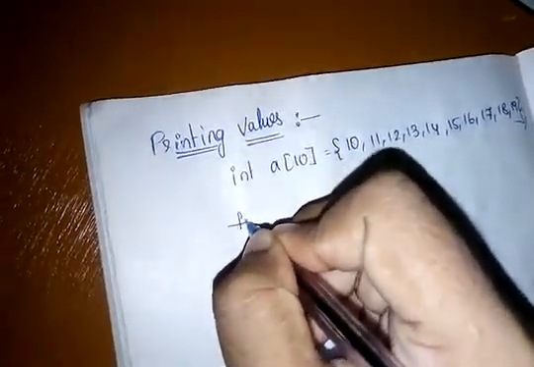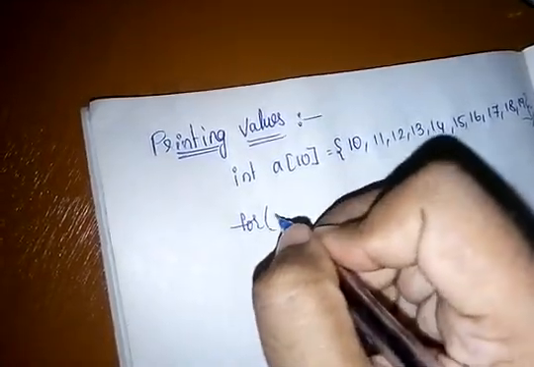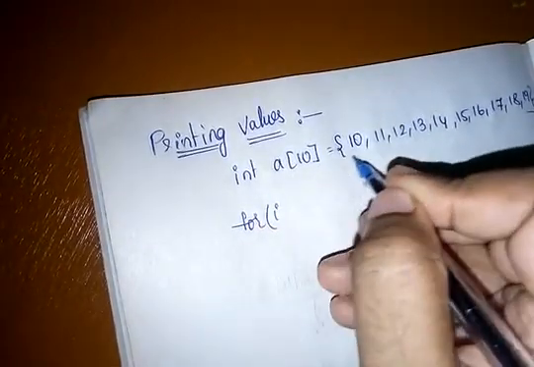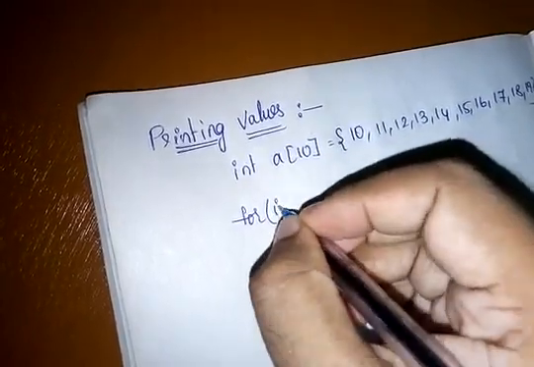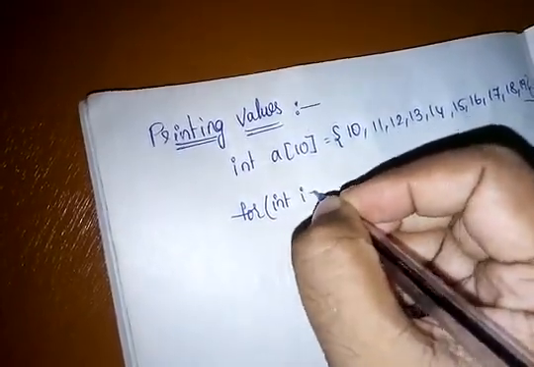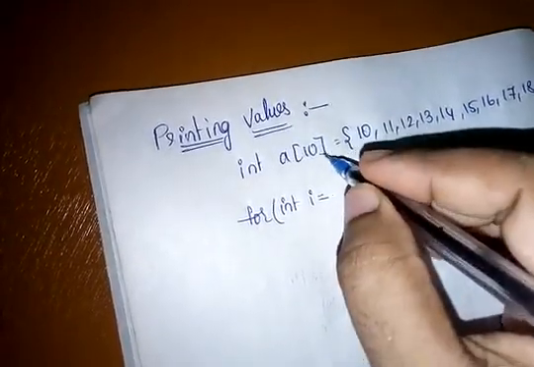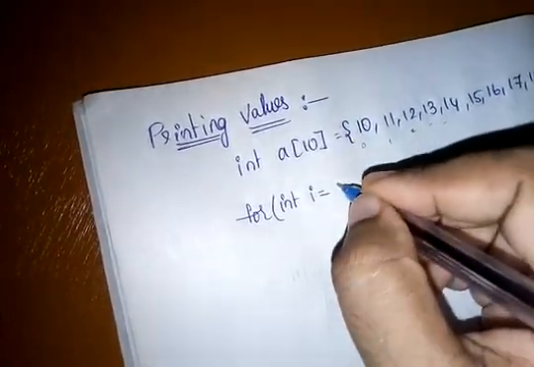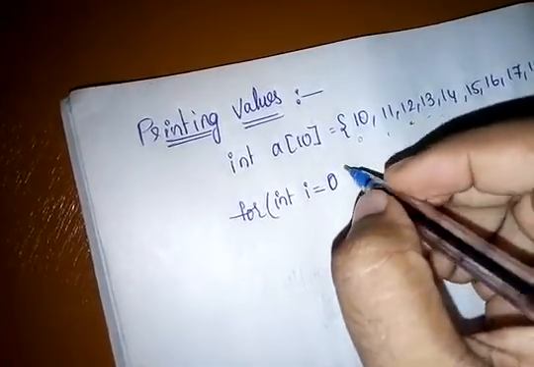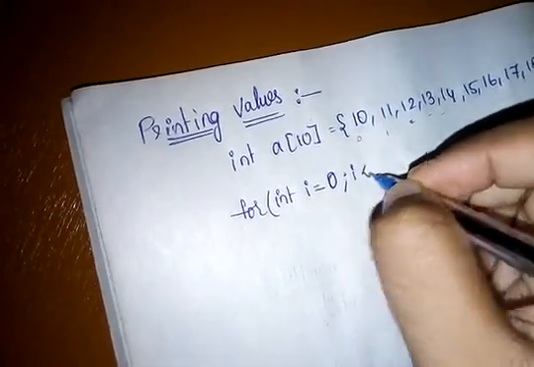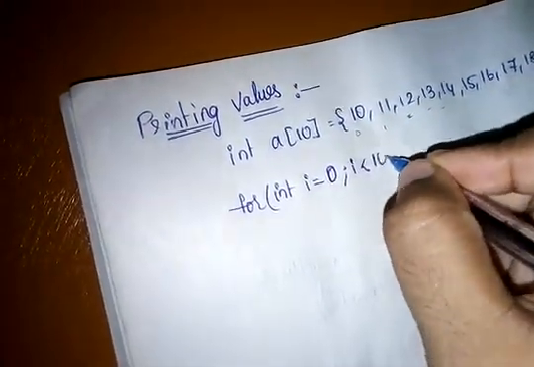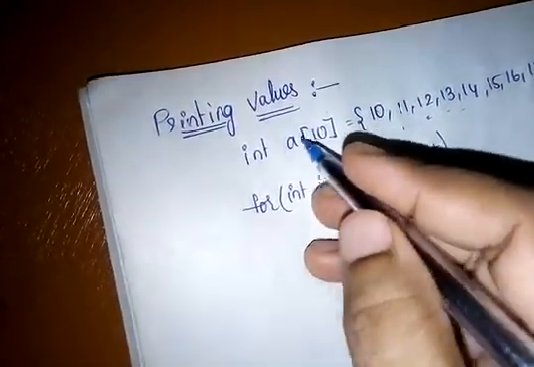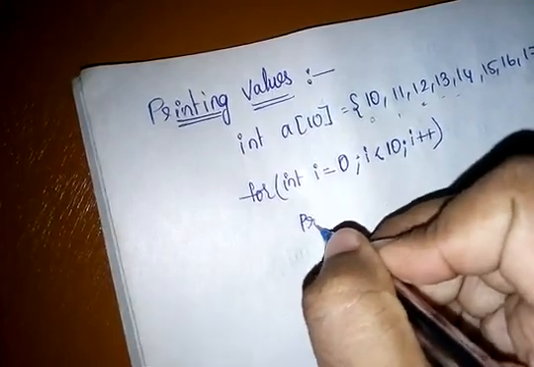So I'm using a for loop here. If you don't declare the variable i beforehand, then you can declare it within the loop itself. int i = 0, as the index of an array starts from 0 and continues, we need to start from 0. i < 10, the size of the array, and i++. So in order to print these values, we need to write a printf statement.